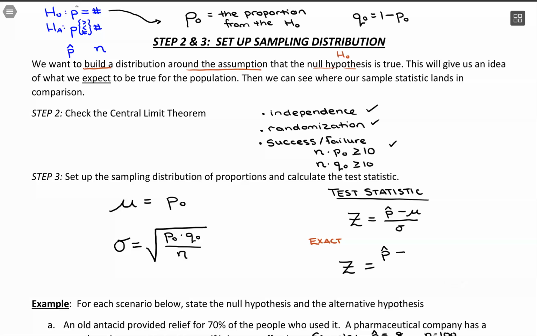So you take your sample proportion minus that proportion from the null hypothesis divided by our standard deviation, which is just this big square root. So I'll show you how to plug that in all at once into the calculator to get exact answers. Because if you find those first and then just use those values, especially the standard deviation will probably be rounded. So when you plug in that rounded value, it can cause a little bit of error. But plugging it in all at once will give you an exact answer.